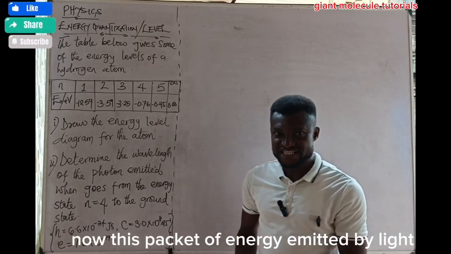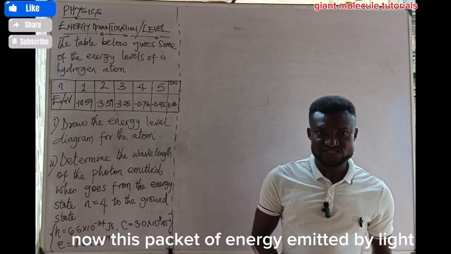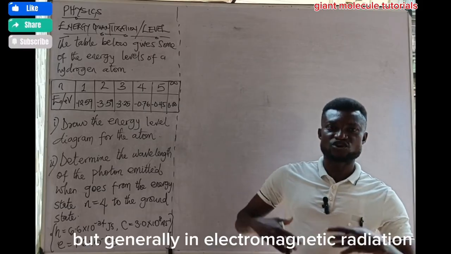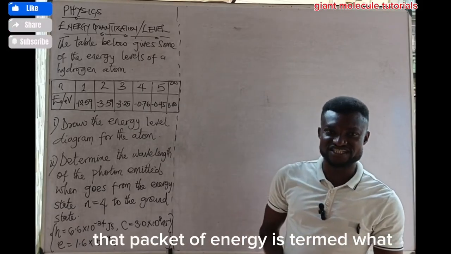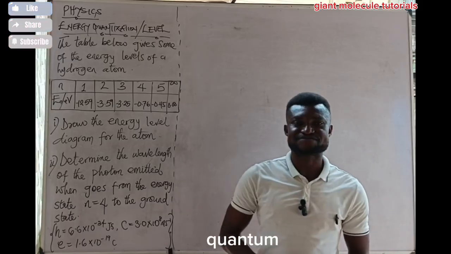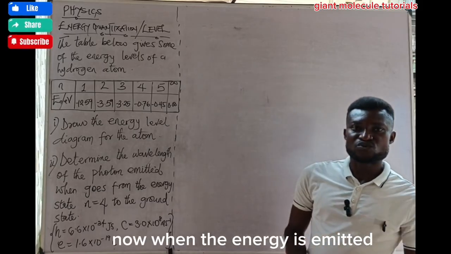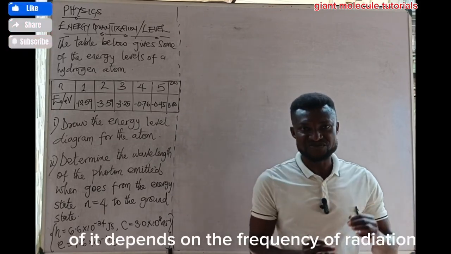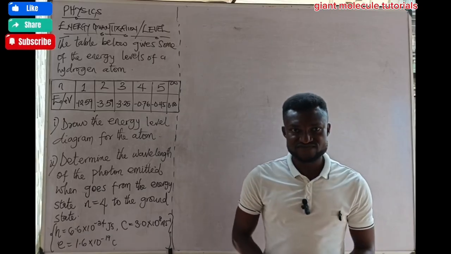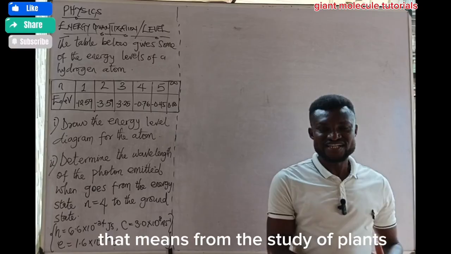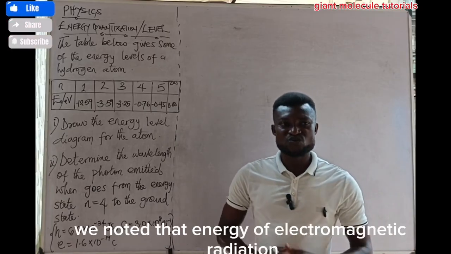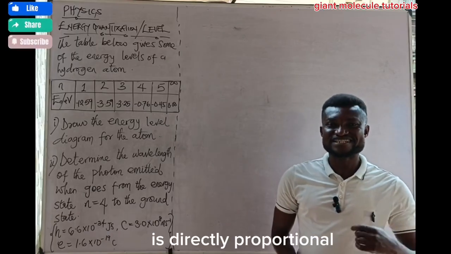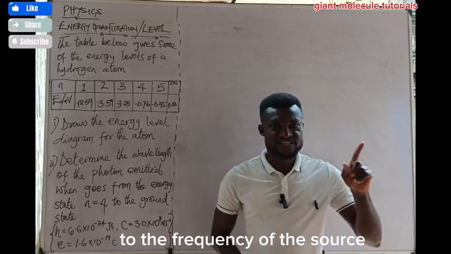Now, this packet of energy emitted by light, we term a photon, but generally in electromagnetic radiation we term it quanta. That packet of energy is termed what? Quanta. Now, when the energy is emitted, the magnitude of it depends on the frequency of radiation. That means, from the study of Planck, we noted that the energy of electromagnetic radiation is directly proportional to the frequency of the source.